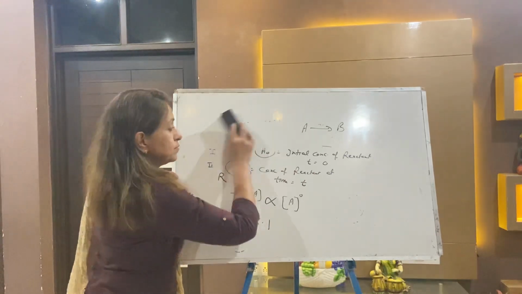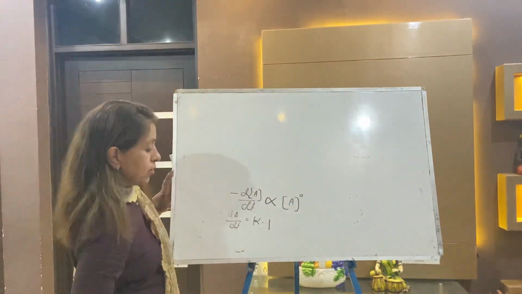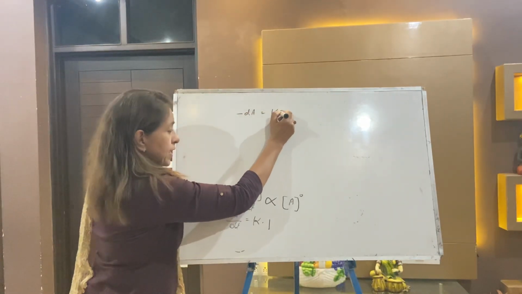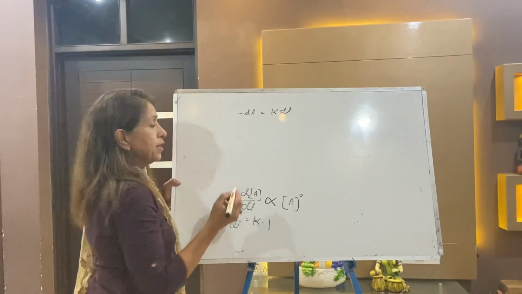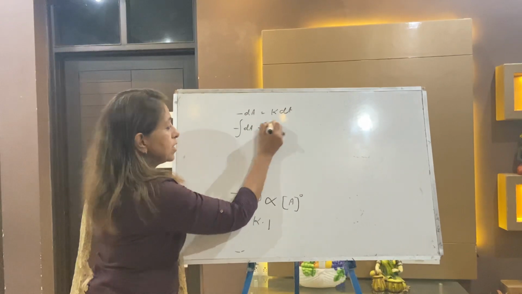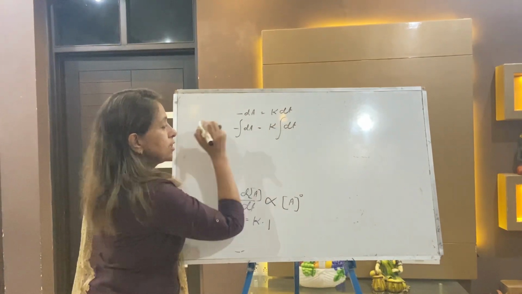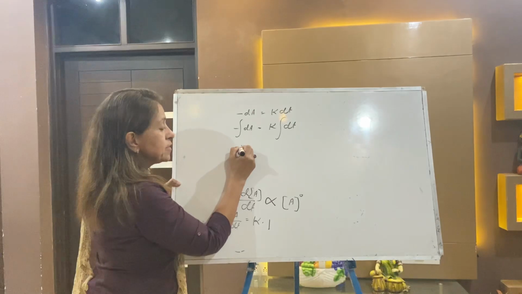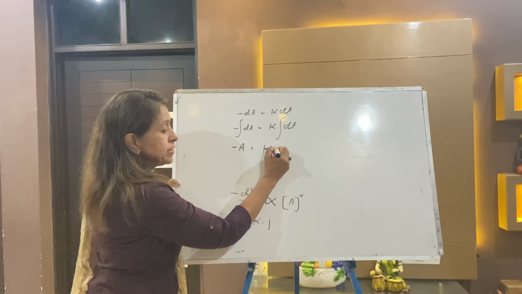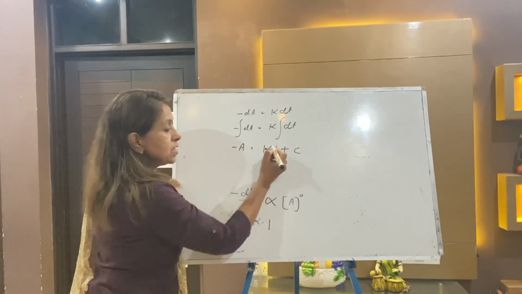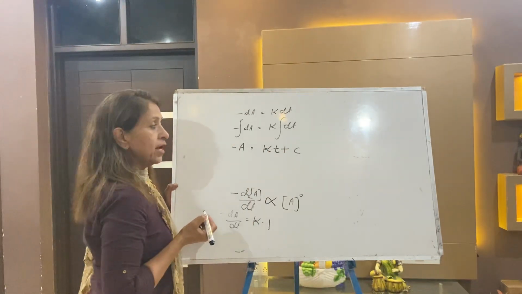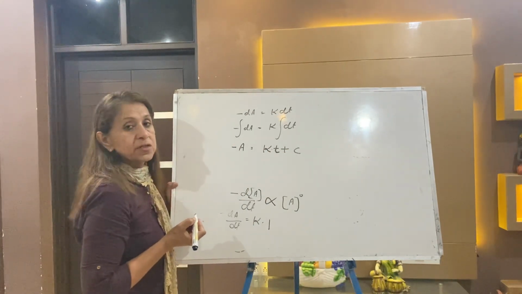Next step, it becomes minus dA is equal to k dt. Let us integrate it. Minus integral of dA equals k, a constant, times integral of dt. The integration of dA is A, so it's minus A, k is a constant, the integration of dt is t, and plus c. C is the constant of integration. So it comes minus A is equal to kt plus c.